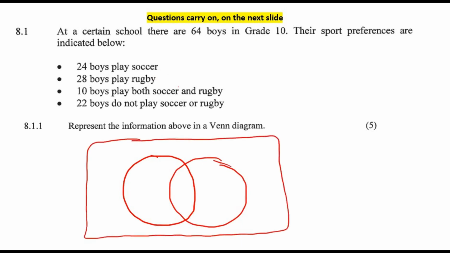Right, now there are 64 people in total, so I'm going to put 64 over here. Now we've got rugby and soccer. It says that 22 boys do not play soccer or rugby, so there are 22 boys on the outside here who do not play any of those sports. Now let's read carefully. 10 boys play both soccer and rugby, so we'll put them in the middle.